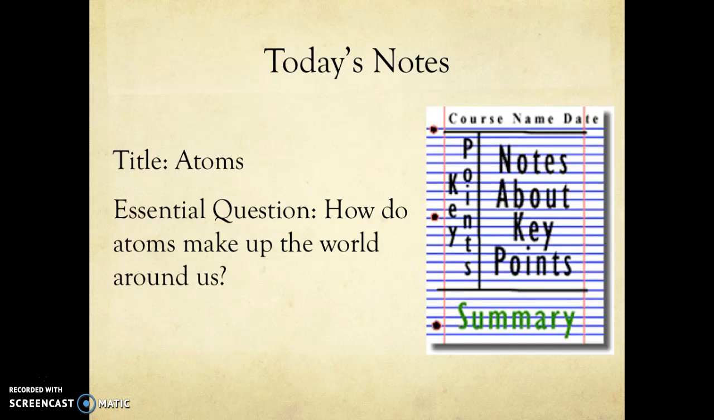All right. So our title up at the top of the page is going to be atoms. Below that, we need to be writing our essential question: how do atoms make up the world around us? Below the essential question, you should be dividing up your page into two columns. You know the drill with the Cornell notes. The smaller column is for you to fill in any key points, questions, important words, that sort of stuff. Larger column is for your notes, and at the very end, we are doing a summary.